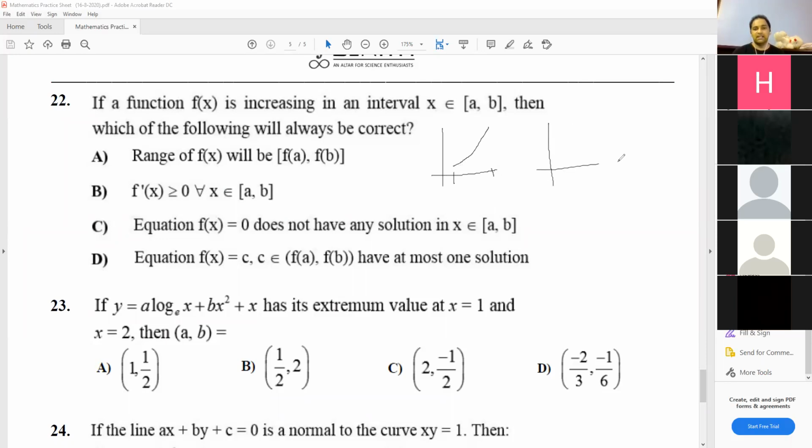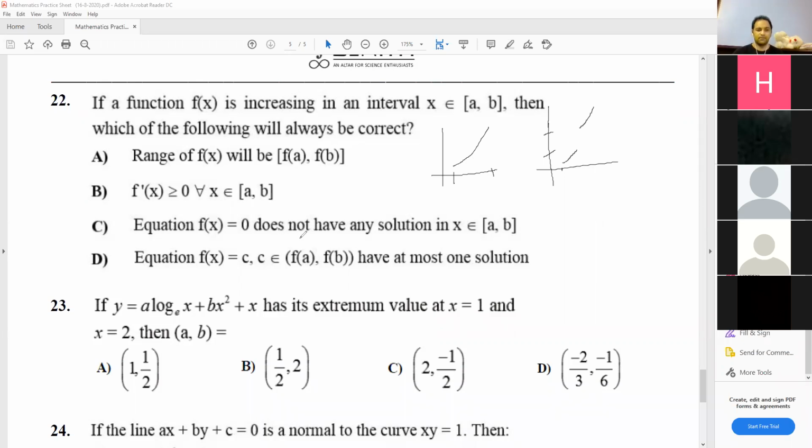But if it is just an increasing function, so we can have the function going like this as well. ठीक है, ये f(a) हो गया, ये f(b) हो गया, and बीच का इतना सारा वैल्यूज तो छूट ही गया. Clear है? So that's why A is not true. अच्छा, what about this C?